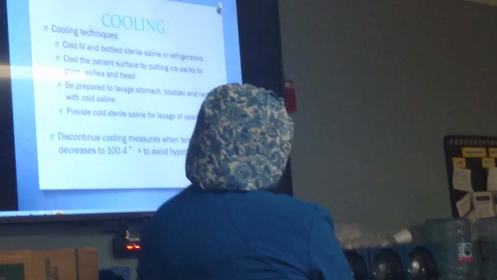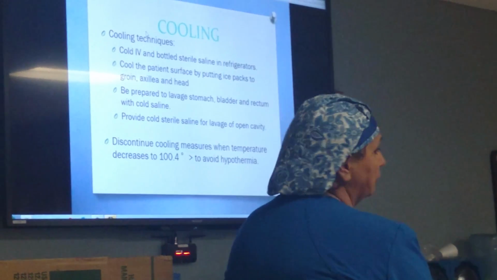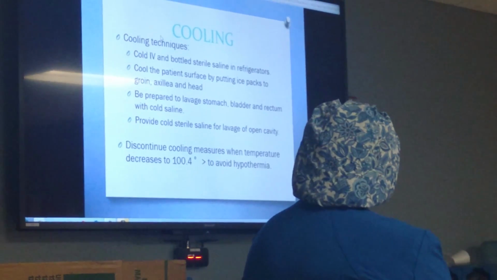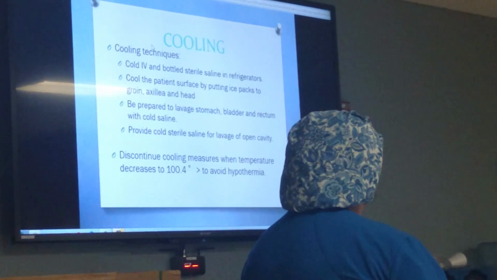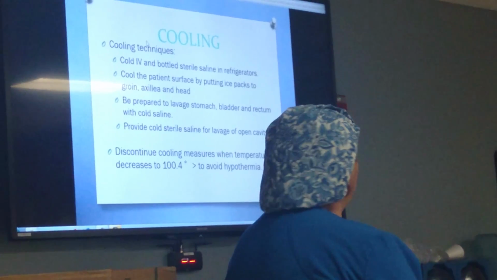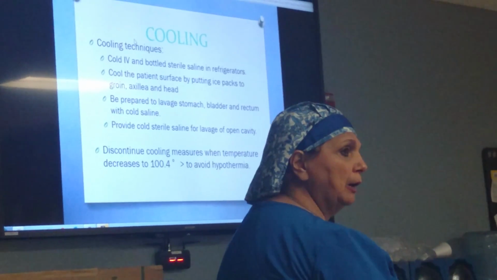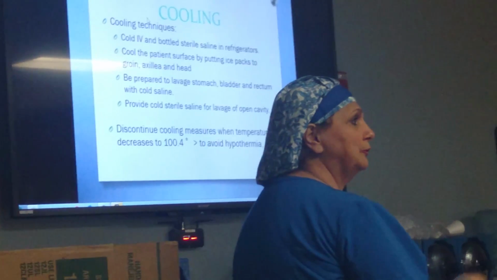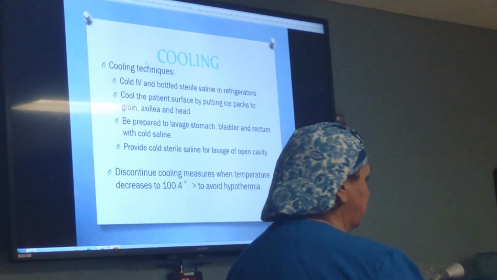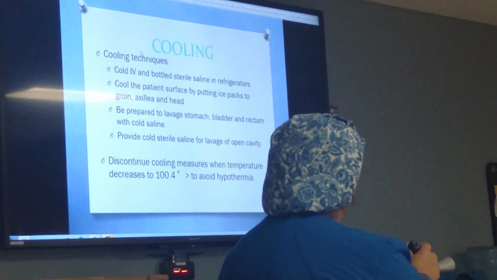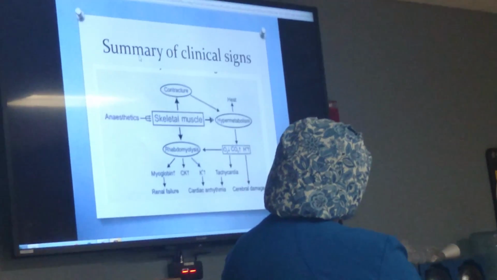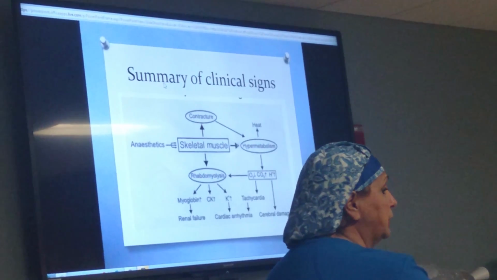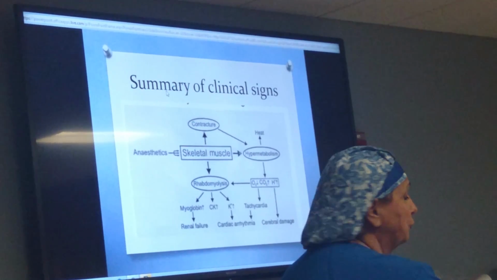And you want to also discontinue cooling measures when the patient gets down to 100.4. You don't want to go into hypothermia after we've cooled them down and have all this dantrolene. So the cooling measures do stop at some point. This is just a summary of everything that I've talked about. I'll let you guys look at it on your slide because I want to go through the tests at the end here. So those are just signs and symptoms, through everything we talked about, a little chart.